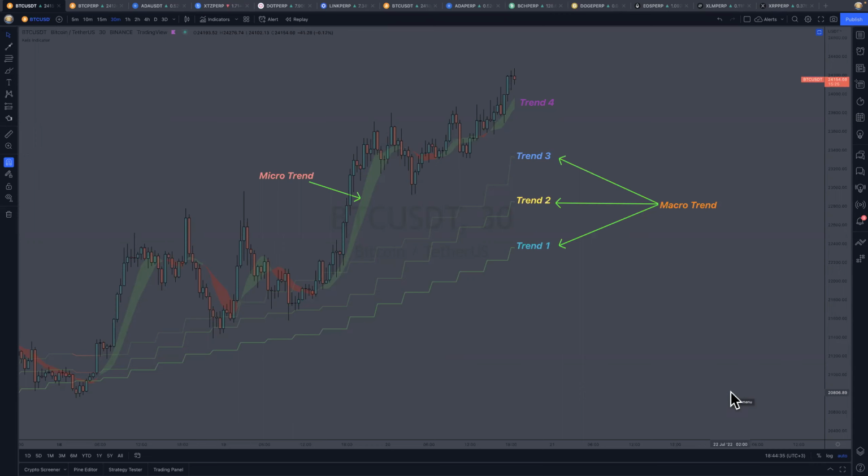This is how this indicator works. What we have in one place is higher time frame trends and lower time frame trends on the chart of your choosing. We're going to stay on the 30 minutes. You can change it to whatever time frame you would like, but we're going to stay on the 30 minute. You can see the 30 minute over here, and they're all labeled to where they are, so you can see that this is trend one.